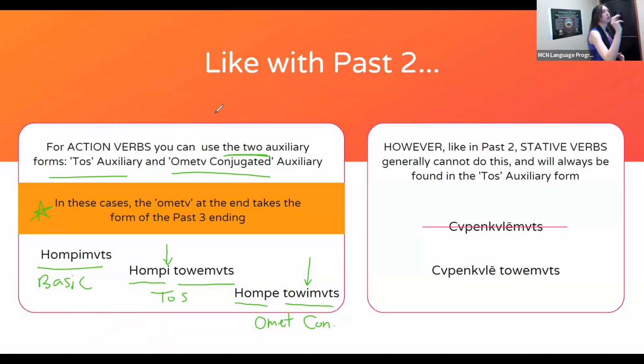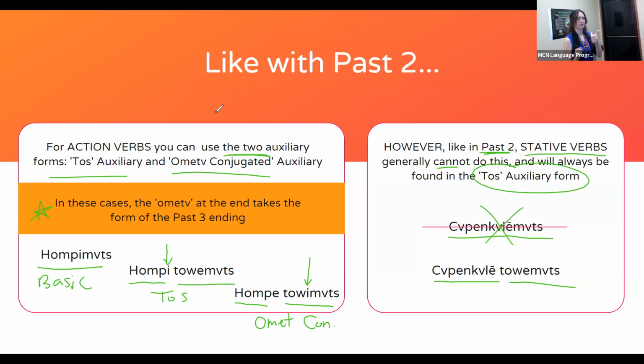And then, however, just like in past two, stative verbs cannot do it and will always be in the dos auxiliary form. Jabingali mutz. No, that doesn't sound right. Jabingali doi mutz. That one, that's the only one. So action verbs, they have all the freedom to do whatever you want, but stative verbs don't. You have to say jabingali doi mutz. It has to be in the dos auxiliary form.